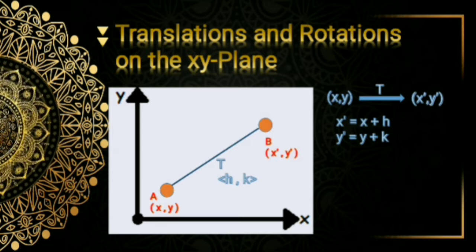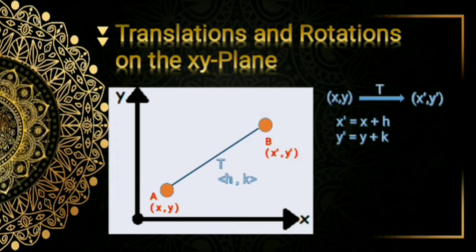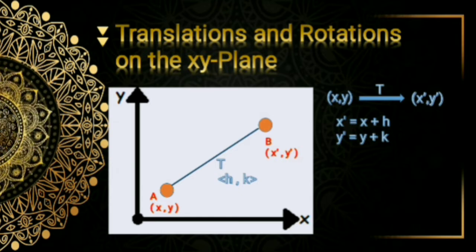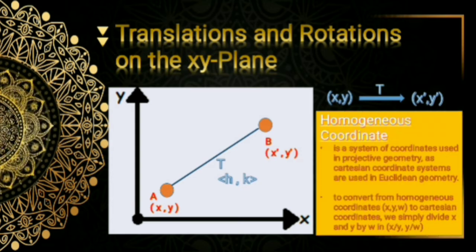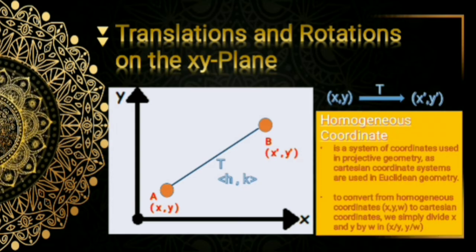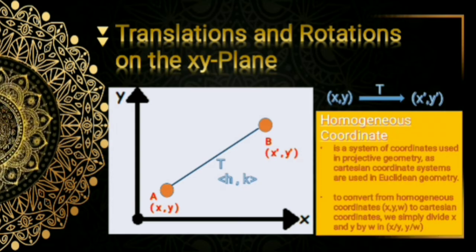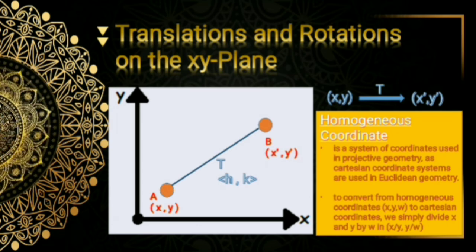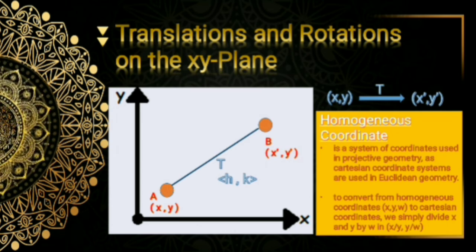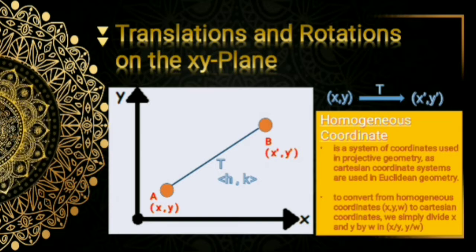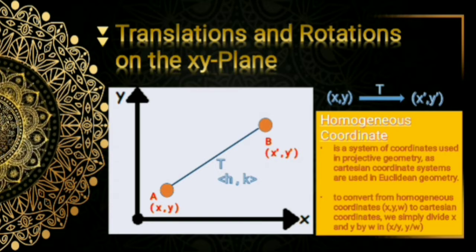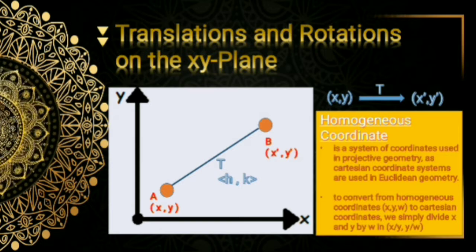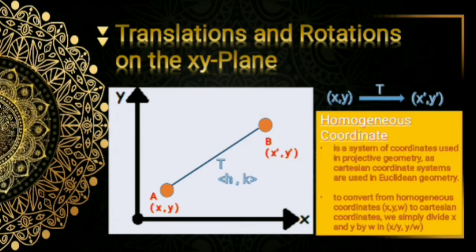So, we will be using a form similar to homogeneous coordinates. If you are not familiar with what homogeneous coordinates are, a homogeneous coordinate system is a system of coordinates used in projective geometry, as Cartesian coordinate systems are used in Euclidean geometry. And in order to convert from homogeneous coordinates x, y, w to Cartesian coordinates, we simply divide x and y by w, that is, x over w and y over w.